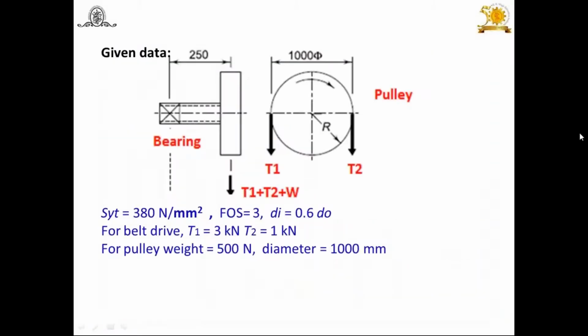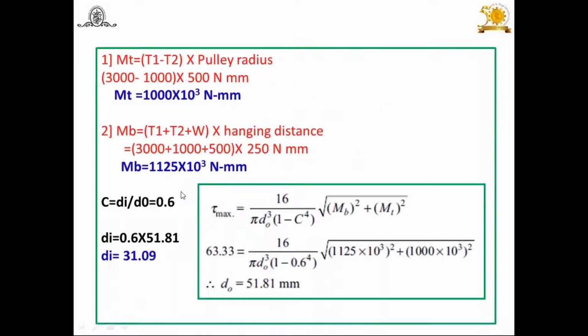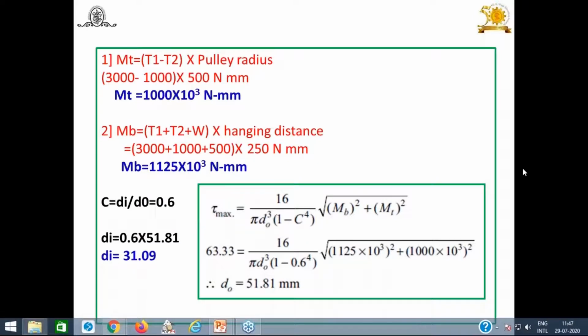You can construct your reaction at the bearing here and the vertical load T1 plus T2 plus W at a distance of 250. So how much is the bending moment at this point? T1 plus T2 plus W into this distance. You will get the MB directly. So we are going to write here: MB is equal to T1 plus T2 plus W into that hanging distance, that is 250. The bending moment you will get is 1125 into 10 raised to 3 Newton mm.